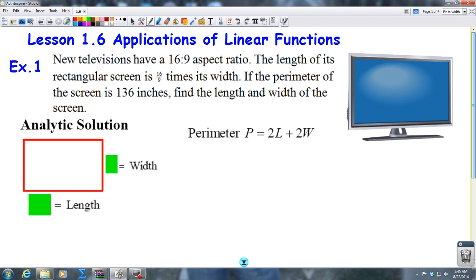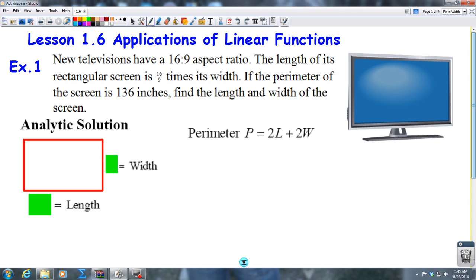Hi, today we're going to do lesson 1.6, which is applications of linear functions, which is another fancy way of saying we're doing word problems today. We're going to be doing the first two examples of this lesson, so you only have two examples instead of three, and your homework will cover those first two examples that we're going over here.